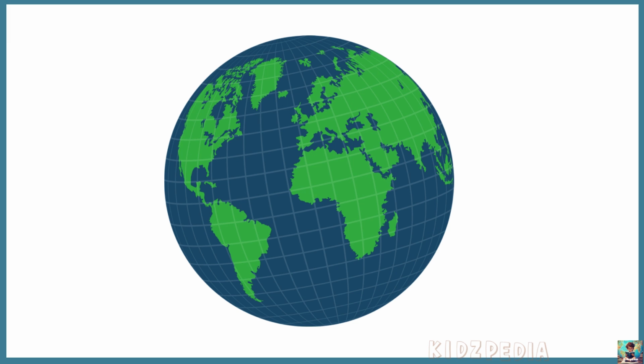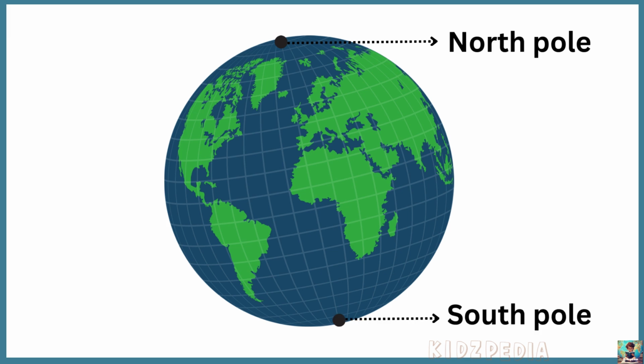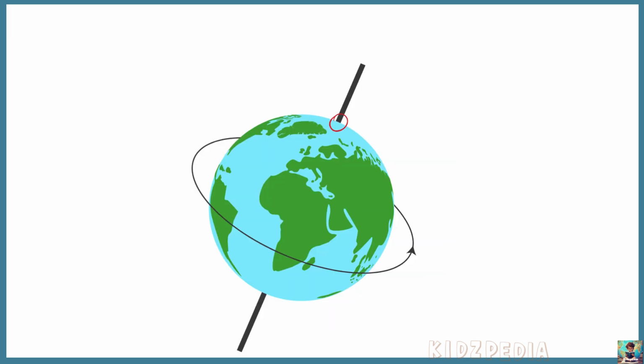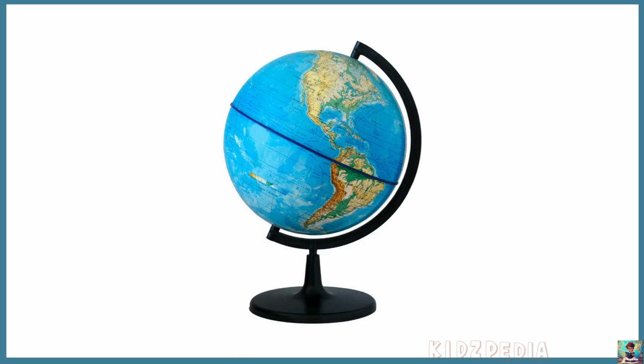Let's go back to the globe. It's easy to find the North Pole at the very top and the South Pole at the very bottom of the globe. The North Pole is the northernmost point on Earth, located in the Arctic Ocean. The South Pole is the southernmost point on Earth, situated on the continent of Antarctica. So if you spin the globe, these 2 points stay in the same place. The top and bottom don't move.